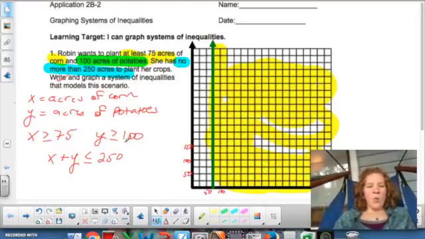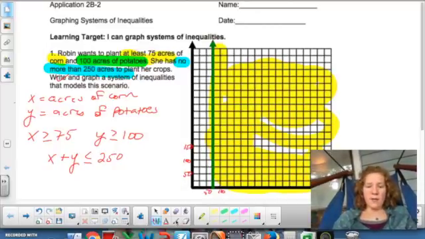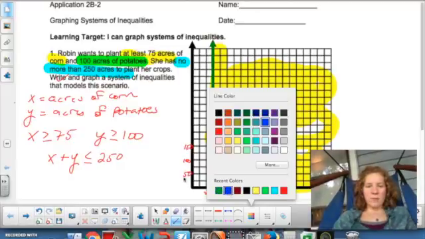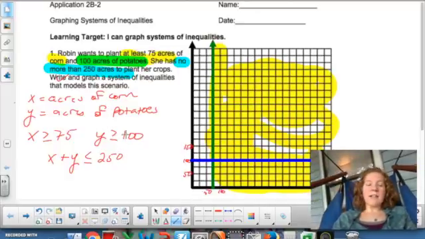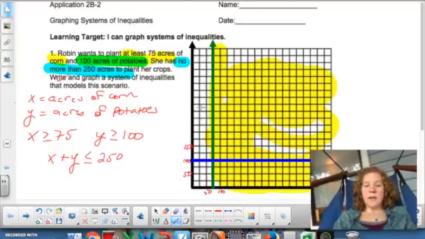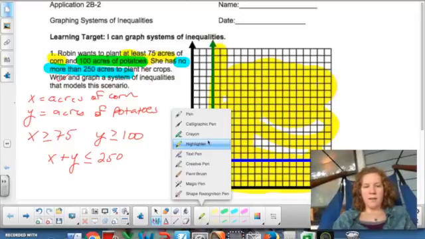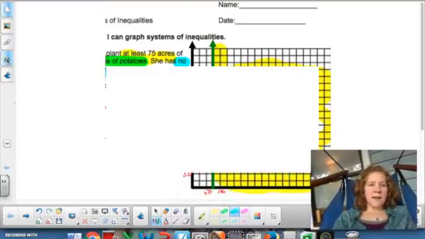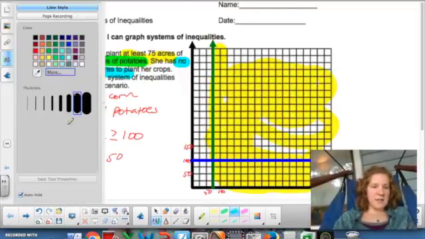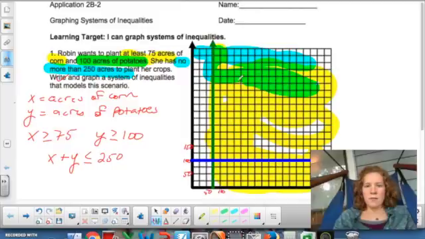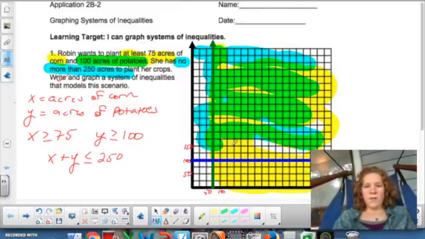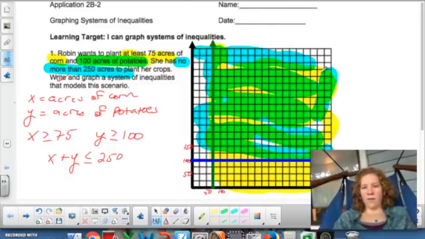Then we're going to go Y is greater than or equal to 100. This time let's make it blue for potatoes. I don't know why potatoes are blue, but they are. We're going to go on my y-axis up to 100, and all the values where y is equal to 100 are this horizontal line here. Because I want more than 100 acres of potatoes, this is going to be above. So I'm going to shade everywhere above that line. So far the solution to this system is just this green area where the two are shaded together.